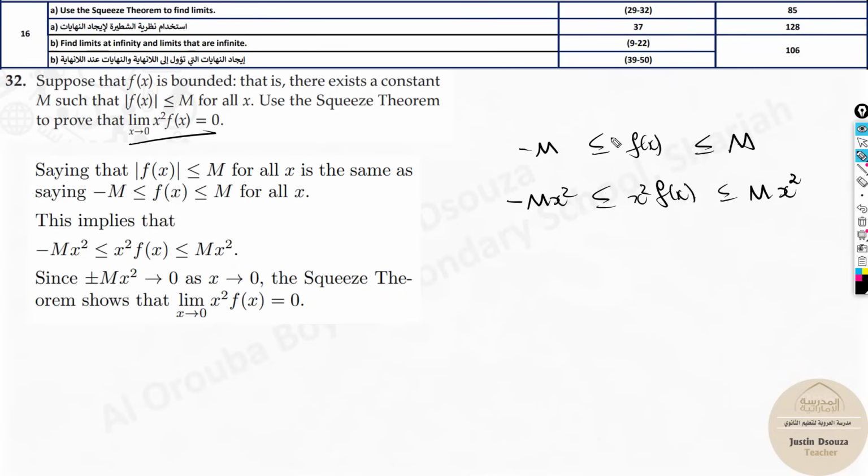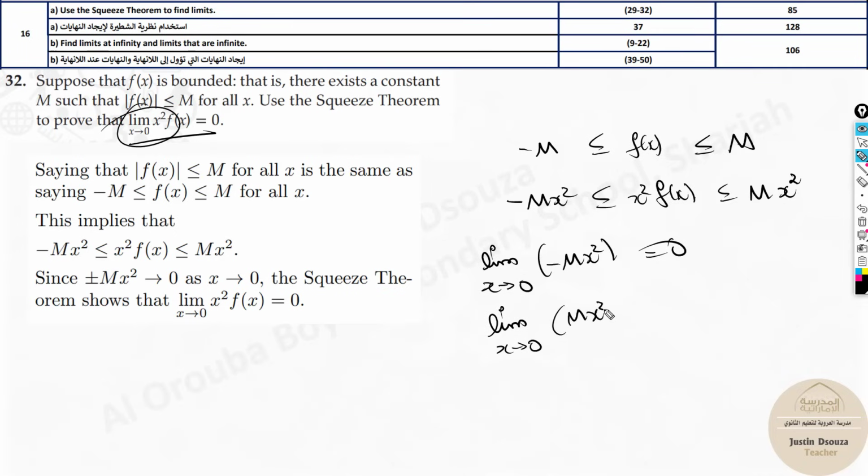Now then, what you have to do? Take the limit of this at x square, take limit on both the sides. Now this side I'll take the first limit. Limit as x tends to 0 for minus m x square. What is the value? This is a constant. This will be 0. Its answer is 0. Now limit as x tends to 0 for the right side, m x square. It's the same thing. It will be 0 because this is a constant.